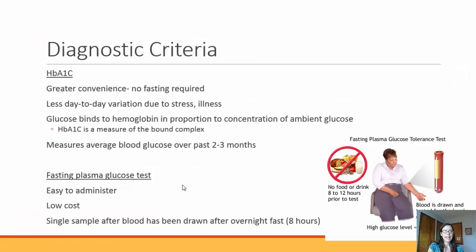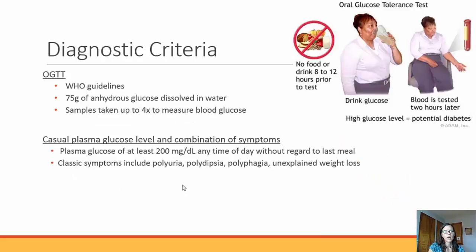Okay, so we know that the A1C has the greatest convenience. We don't need to do any special procedures, and it's also great because it measures the average blood glucose over a few months. The fasting blood glucose is, again, easy to administer. It's low cost, but the patient does have to fast. The oral glucose tolerance test is where, after fasting, the person consumes a set amount of glucose, and then blood glucose samples are taken subsequently and measured.